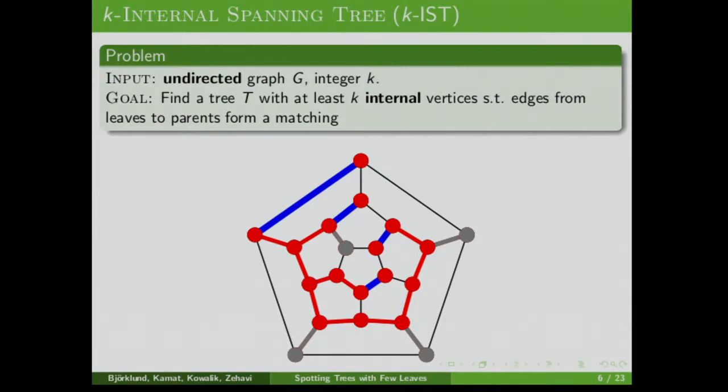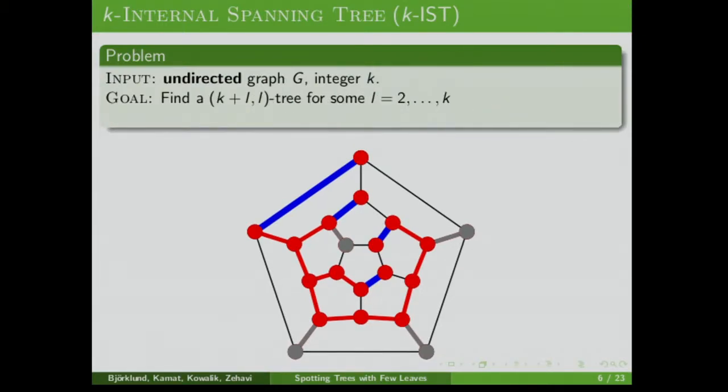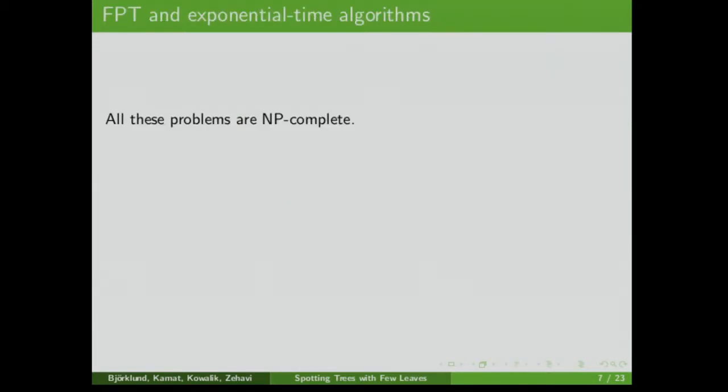So now it means that it is equivalent to find a (k+l, l) tree for some number of leaves l between 2 and k. So in a way I reduced this problem to the problem of kl tree. Once you have a fast algorithm for kl tree, you have some algorithm for this problem. I will use it at some point. All right, so these are all the problems.